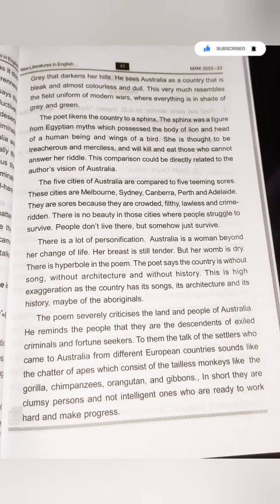Australia is a woman beyond her change of life. Her breast is still tender but her womb is dry. There is a hyperbole in the poem. The poet says that the country is without song, without architecture and without history. This is high exaggeration as the country had its songs, its architecture and its history, maybe the aboriginals.